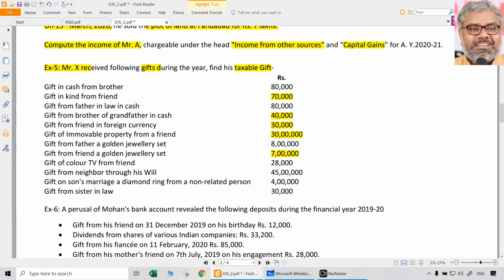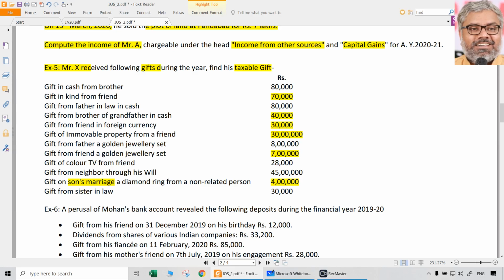So leave it. Gift from neighbor through his will. Will, anything received, not taxable. Will, inheritance, nothing is taxable. So 45 lakhs not taxable. Then gift on the son's marriage, not the sister's marriage, son's marriage. A diamond ring from a non-related person, of course taxable. The marriage should be of the assessee, not of any other member of the family. Then only it is not taxable.